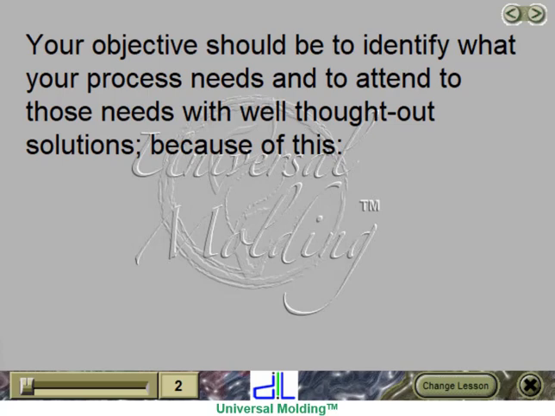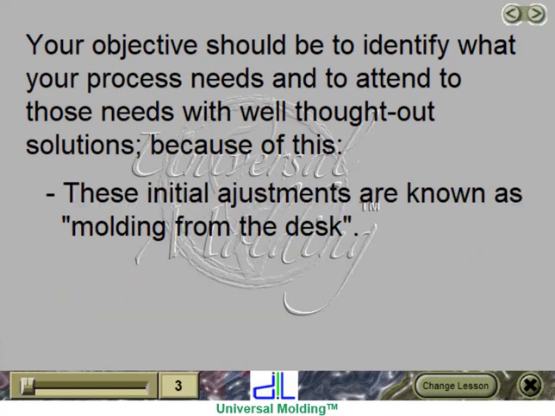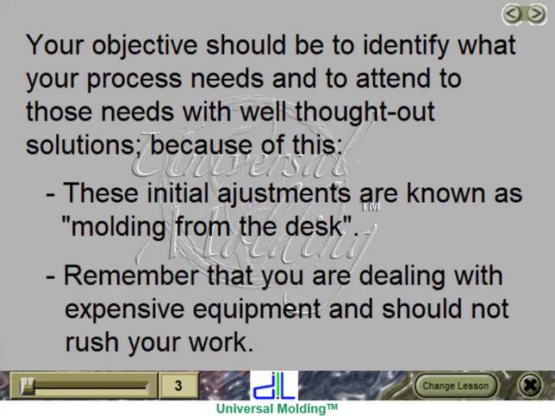Because of this, before molding or making any type of adjustments to your injection molding machine, you should make certain initial calculations. These initial adjustments are known as molding from the desk. Remember that you are dealing with expensive equipment and should not rush your work.